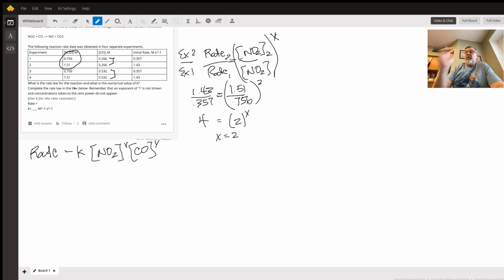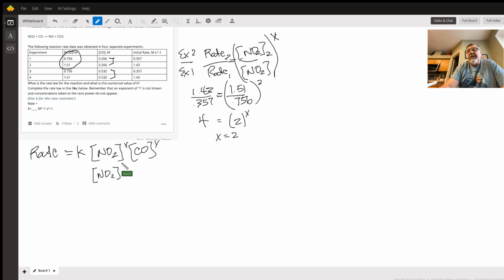So now we know the order of reaction for the nitrogen dioxide. So we can substitute that in here. And this is to the second order. Okay.